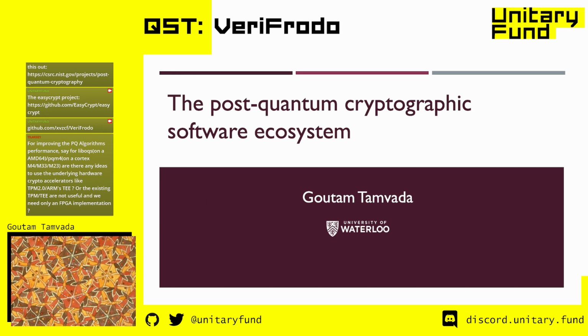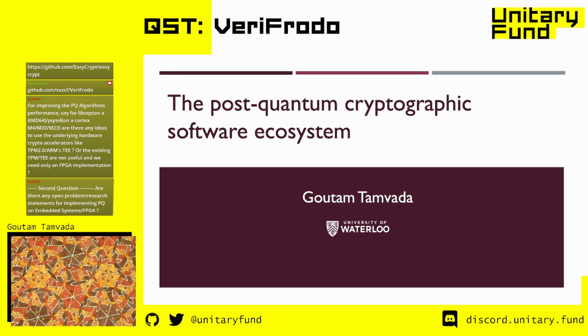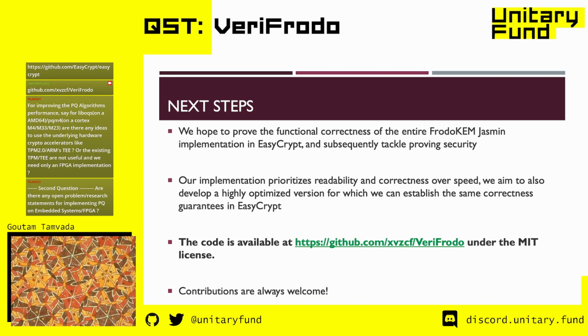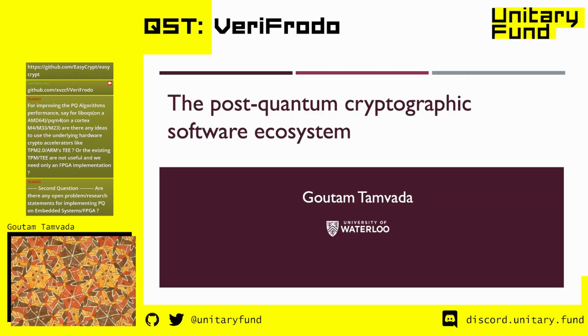We have another question in chat, which seems fairly detailed, so maybe this is a good one to take offline. But it says, for improving the post-quantum algorithm performance, say for liboqs on an AMD64 or PQM4 on a Cortex M4, M33, M23, are there any ideas to use the underlying hardware crypto accelerators like the TPM 2.0 or ARM TEE? I don't know if you pronounce that T or TEE. Or are the existing TPM modules not useful and we only need an FPGA implementation?